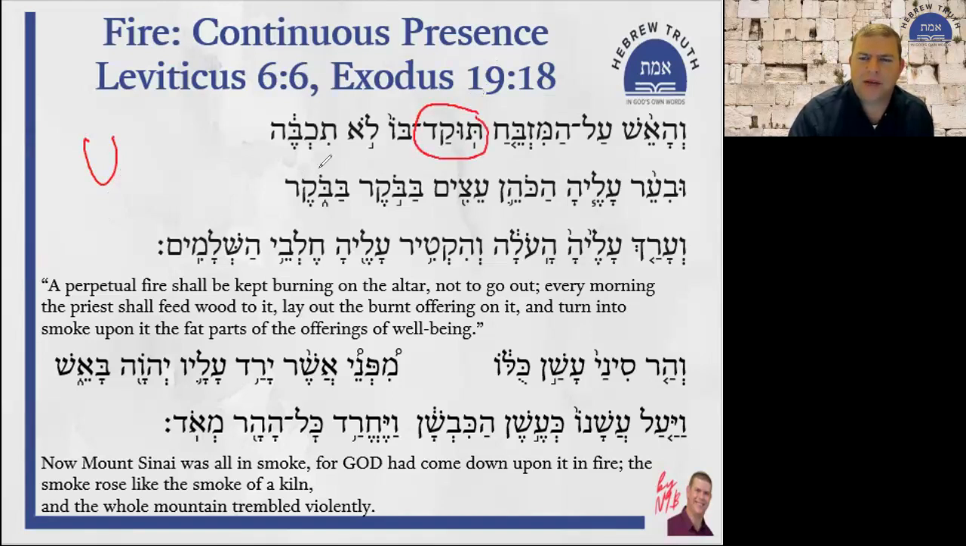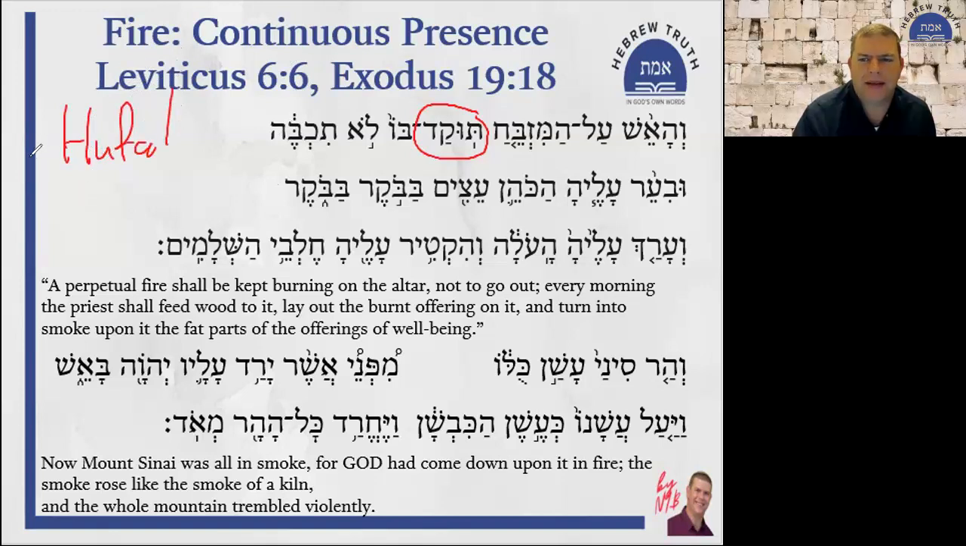Okay, let's give a few examples for the use of the u vowel as the vowel that marks passivity. Tukad is a hufal or hofal, which is the passive of the hifil, the passive of the causative: will be made to burn. Tukad, hufal.